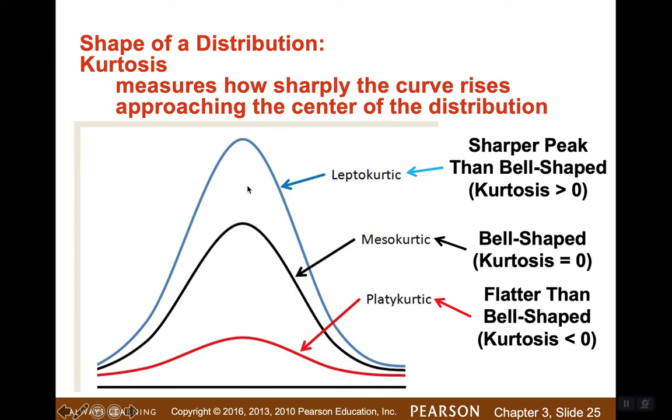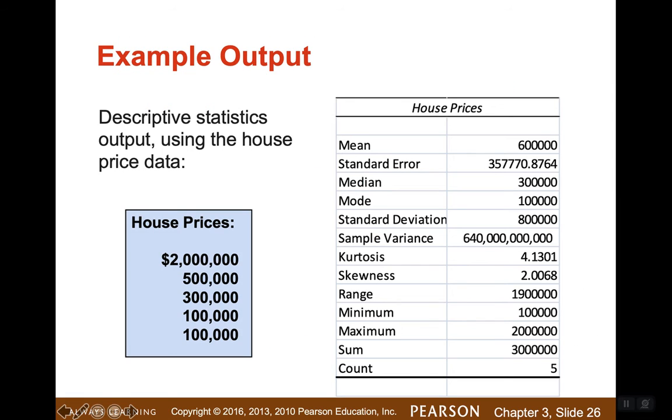So these are all descriptive characteristic statistics that we can use to describe our data. If we take this set of house prices, we've seen this before. This is our fairly distributed, kind of skewed data. So we've got a 2 million up front, 100,000, 300,000, 500,000.